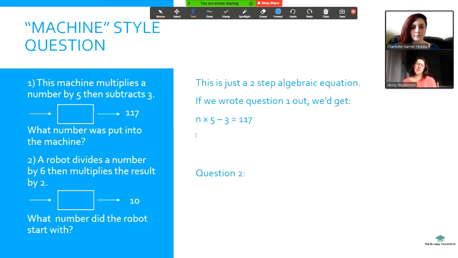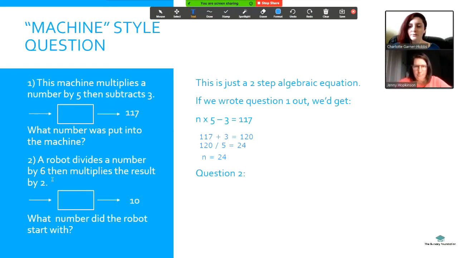So you've got to add 3. So 117 add 3, which is? 120. And then what? And then divided by 5. Yeah. 120 divided by 5. So super quick maths. 5 into 12 goes in twice, carry over the 2, that's 5 into 20, which is 24. So we know then that n equals 24, or in other words, the number that was put into the machine is 24. Yeah.